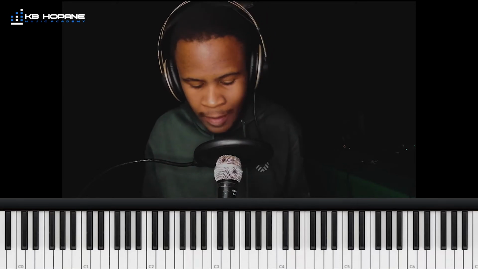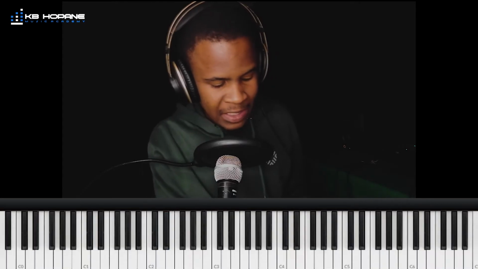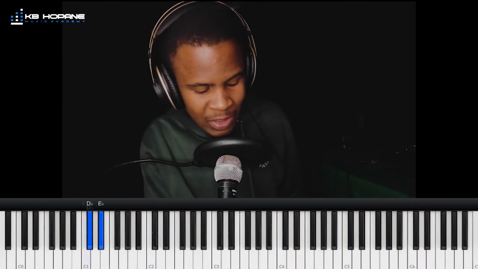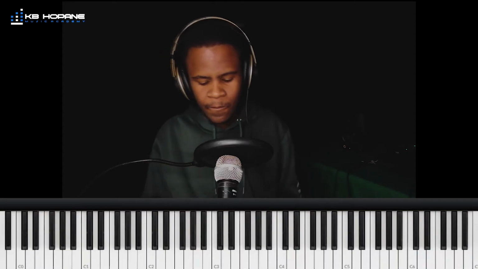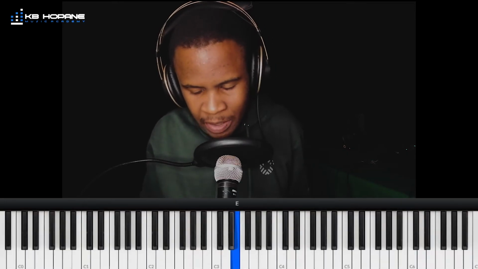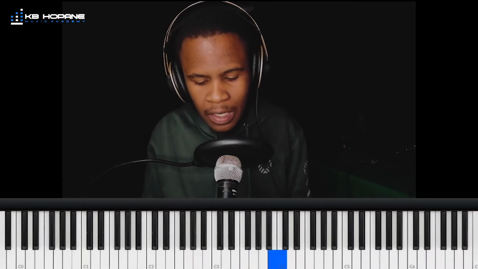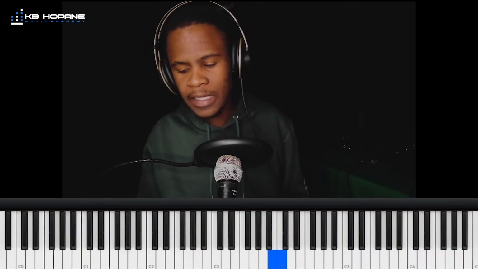So now you know all the names of the white notes. When I see these 2 black notes, I know that this note is a C. It's a C. So as soon as you know where your C is, it's going to be easy for you to know where those other notes are, because you know that they go in alphabetical order. I hope you understand.